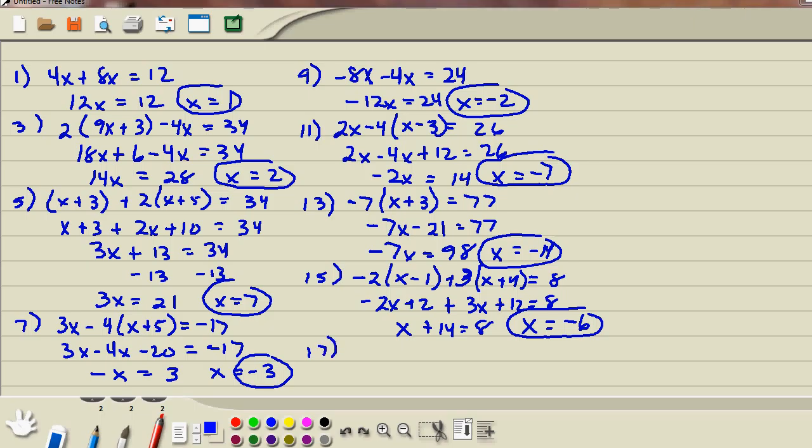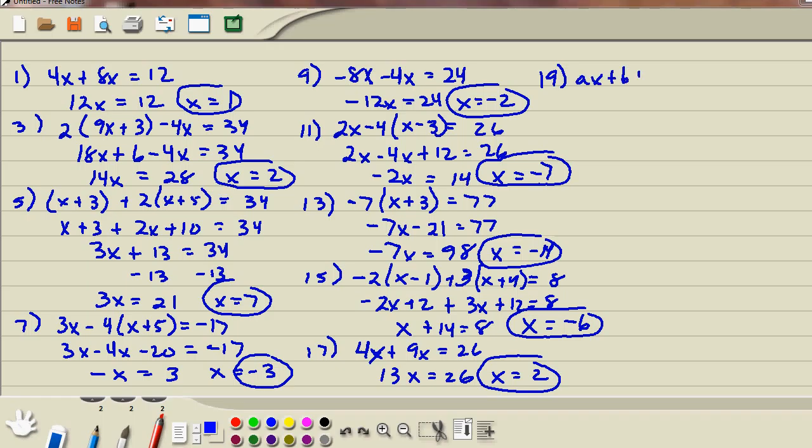And number 17, I get 4x plus 9x equals 26. And so that's 13x equals 26, x equals 2. That concludes the A exercises. And the B exercises, number 19, 8x plus b plus a times (x plus b) equals b.